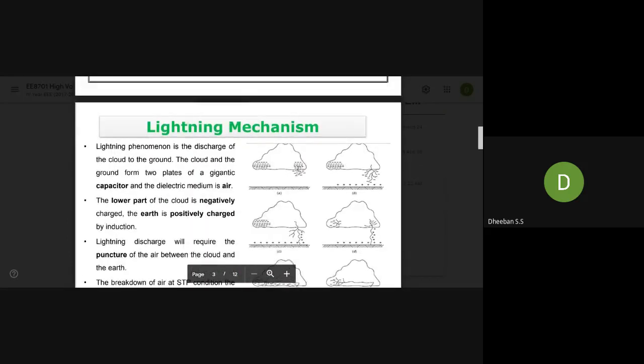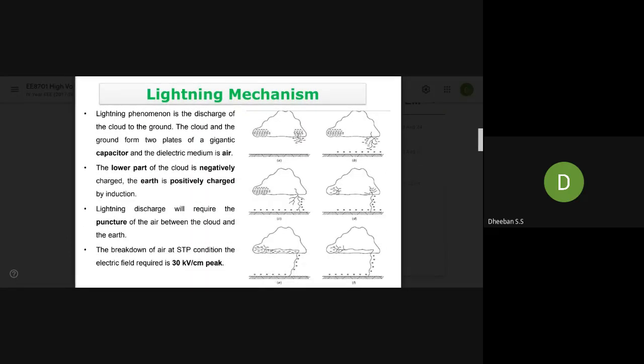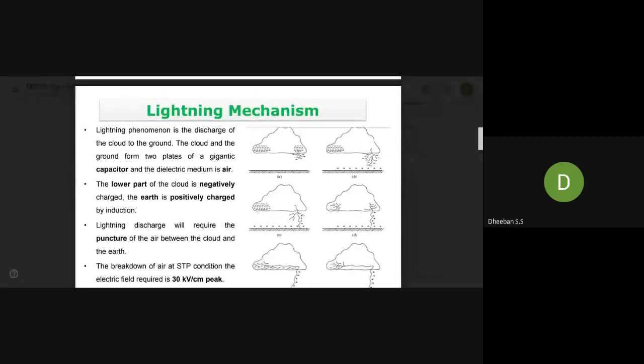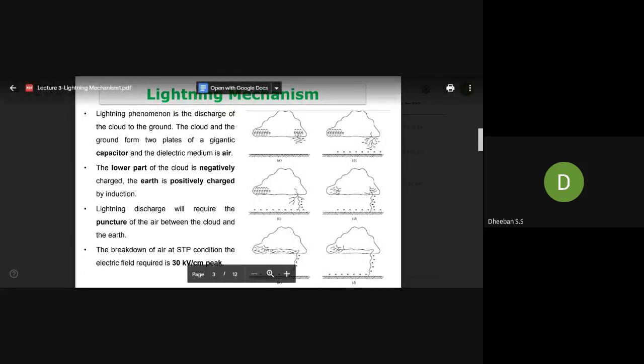So lightning mechanism. Today's class we'll see how lightning happens. Before getting into this concept, I just want to ask a question. On a rainy day, you can see the clouds. The clouds will be dark and ready to pour down. You might be seeing lightning. So my question now is, which will be traveling faster?